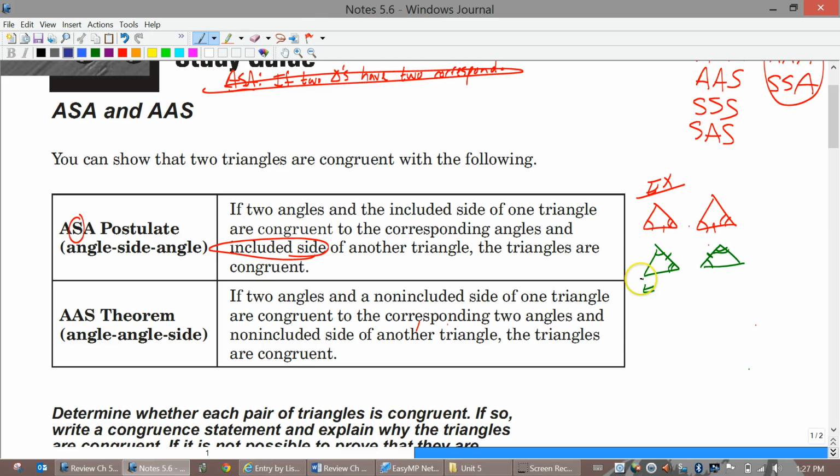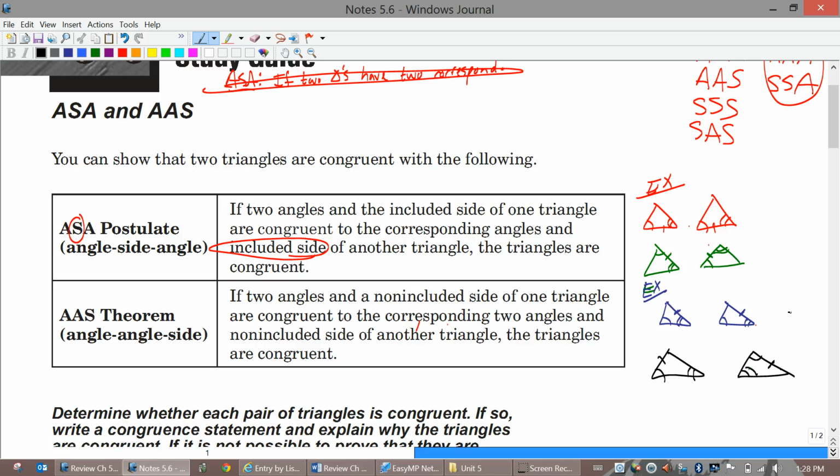The next one, emphasis on the double A. Example on that one would be boom, boom, and the S not included in between the two angles. Okay? We could use those to show that two triangles are congruent, or we could use, say, a setup like that. That works too. Okay?